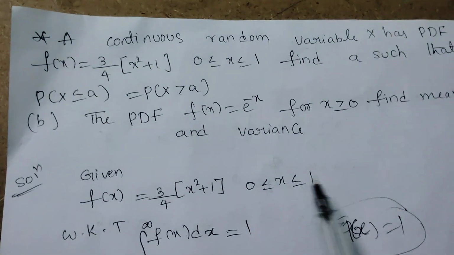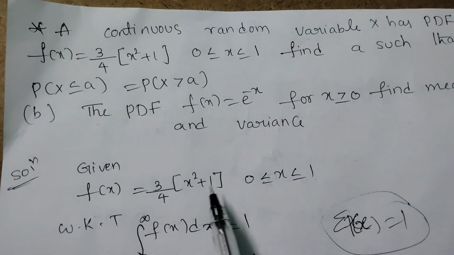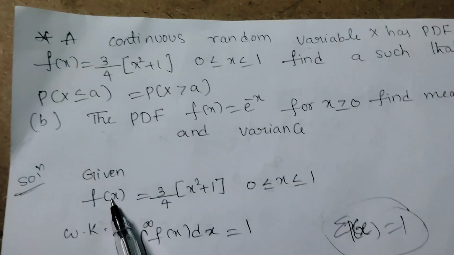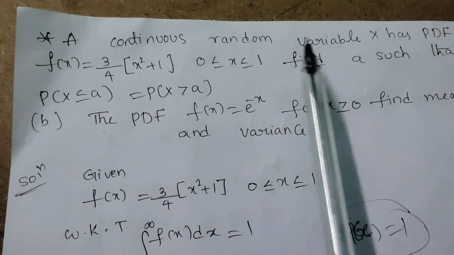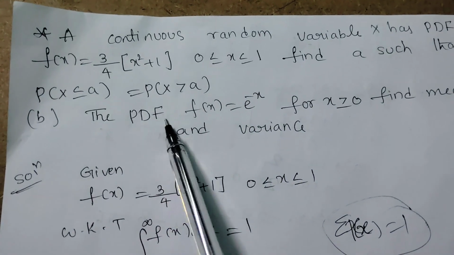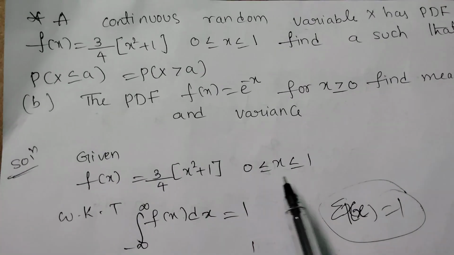Okay, so what is our given value? F of x equal to 3 by 4 into x square plus 1. So here f of x is nothing but the probability density function. Here our random variable is what? Continuous random variable. That's why we call the probability function here the probability density function. Value is 3 by 4 into x square plus 1 in this interval.